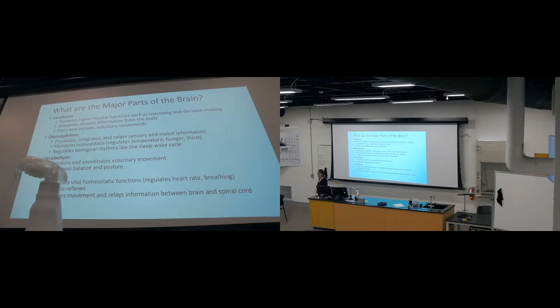So, functions of the major parts of the brain. The cerebrum performs higher mental functions like reasoning and decision making. That is something that naturally is supposed to occur with time as we age, but it is better if you train it from an early age.